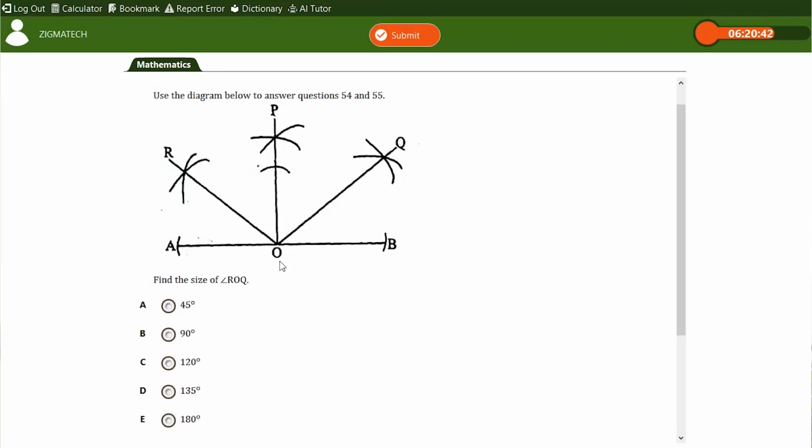I hope you are seeing the cursor of my mouse here, this arrow moving. Now from the origin, we have line RO. We have line OP. We have line OQ. We have line OB. We have line OA. So now they're asking us, find the size of angle ROQ. Now, in mathematics, they say we should find the size of angle ROQ. Look at that on the board right now.